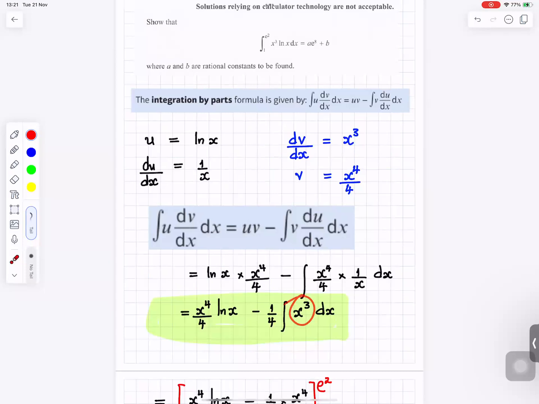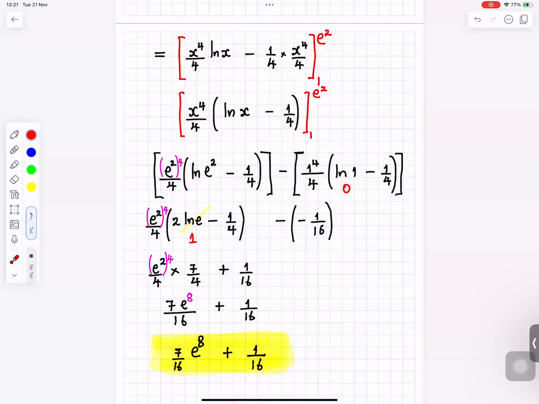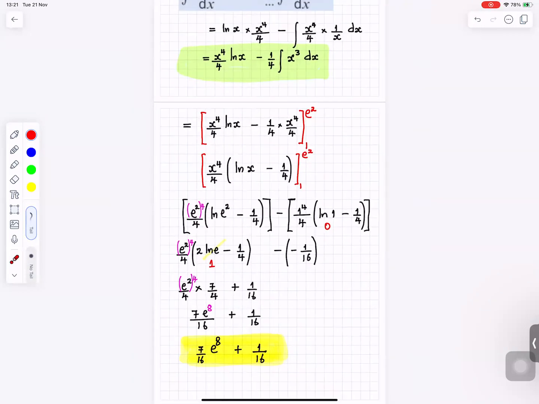And now you can easily integrate x cubed. When you integrate x cubed, you get x to the 4 over 4. And then you substitute the limits from 1 to e squared. You can start by factorizing to make it easier. You can take x to the 4 over 4 out of the bracket, and then sub in e squared. Then after that, you sub in 1. So from there, you will simplify to get that expression.